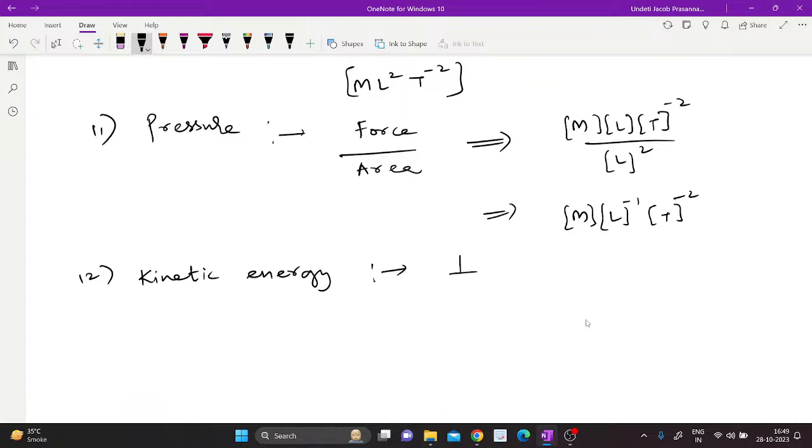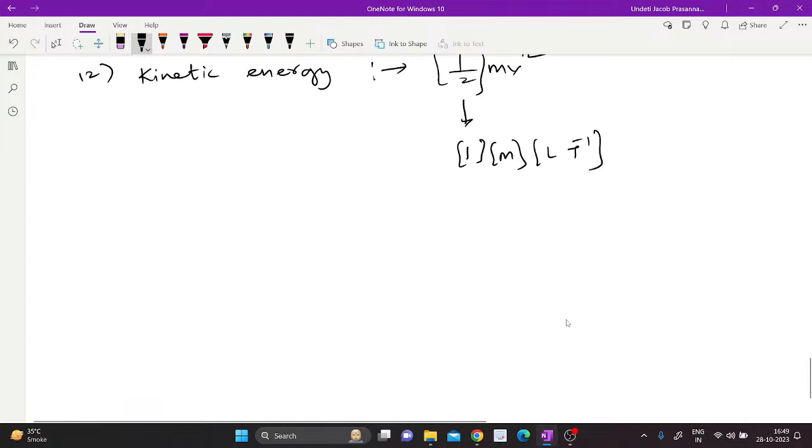It is nothing but half m v square. When you take a constant, you should understand the dimensional formula for any constant is 1, or whenever you say dimensionless, you should put it as 1. So mass m here, and velocity is nothing but distance per time, so L t power of minus 1. So it is m L t power minus 1. That is the formula here.